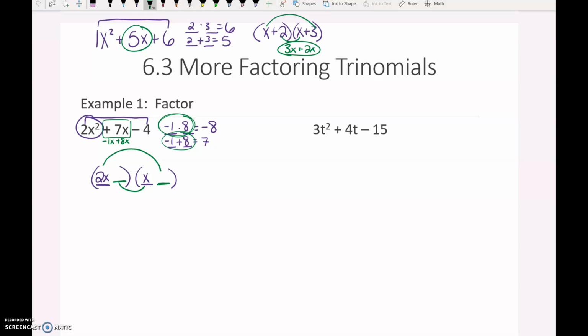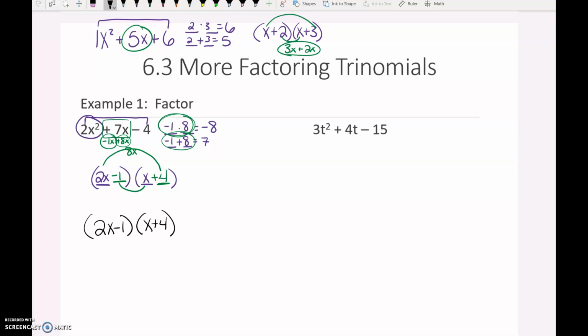All right, 2x times something, probably not going to be the -1. It's probably going to be the 8x. So this one needs to be 8x. 2x times something is 8x. That would be 4. Okay, then x times something, that has to give us the other one. That would have to be a -1. So our factored form is 2x minus 1, x plus 4.